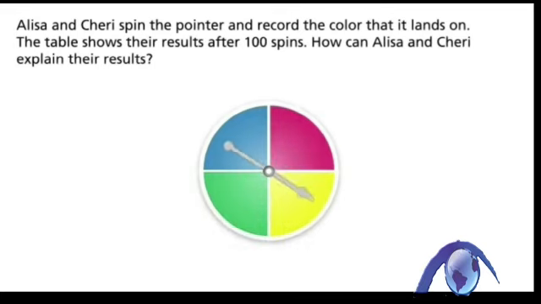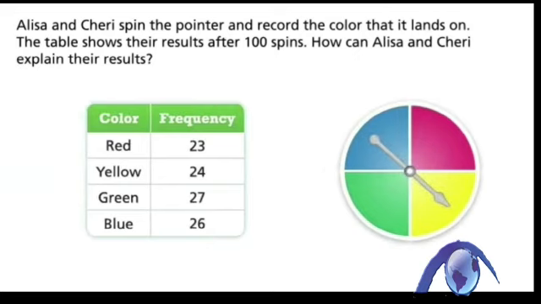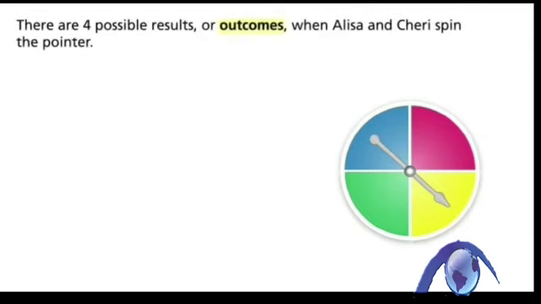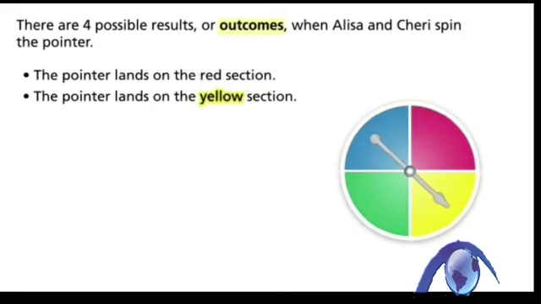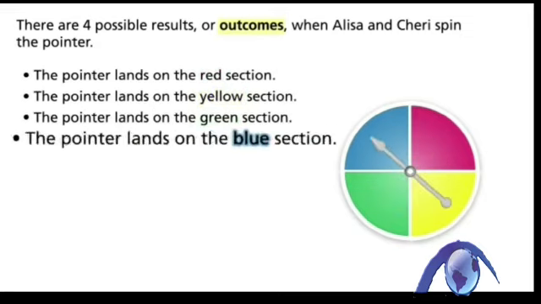Alyssa and Sherry spin the pointer on the spinner and record the color that it lands on. The table shows their results after 100 spins. How can Alyssa and Sherry explain their results? There are 4 possible results, or outcomes, when Alyssa and Sherry spin the pointer. The 4 outcomes are the pointer lands on the red section, the yellow section, the green section, and the blue section.